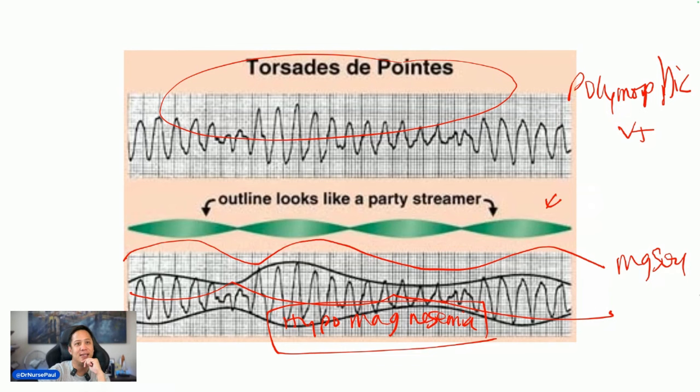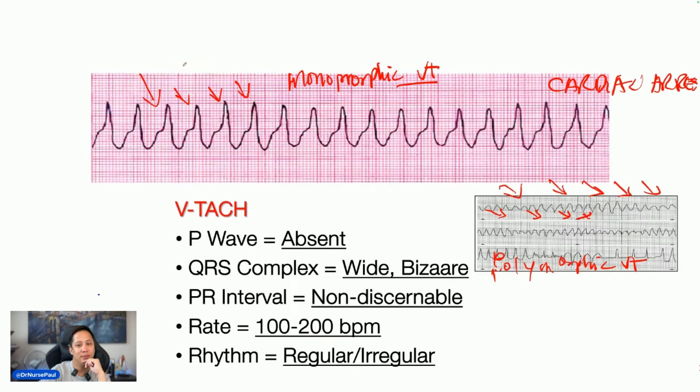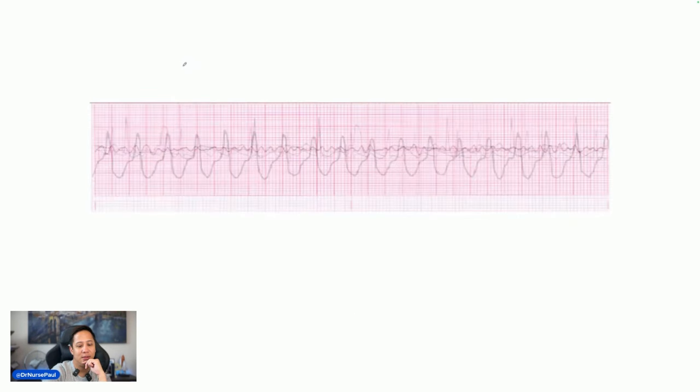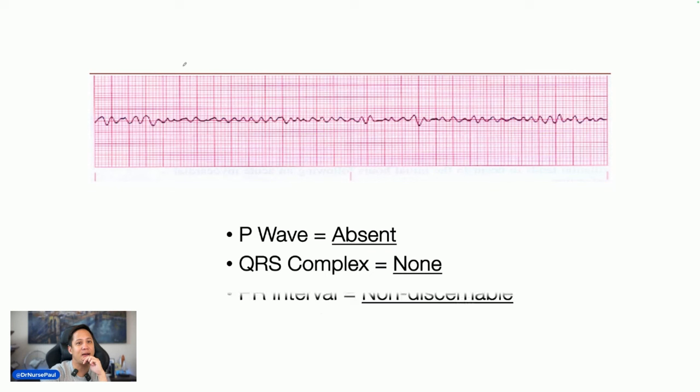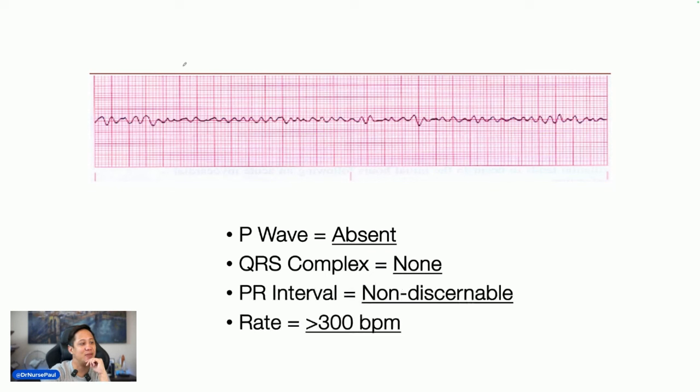Okay, next. What if you see this? Irregular, chaotic, boom, boom, boom, boom. There's nothing. I don't see a P. I don't see a QRS. I don't see a PR. I can't even count the rate, but the machine can count it. Telemetry will count it. You cannot. There's no pulse for this patient, and the rhythm is highly irregular, obviously.